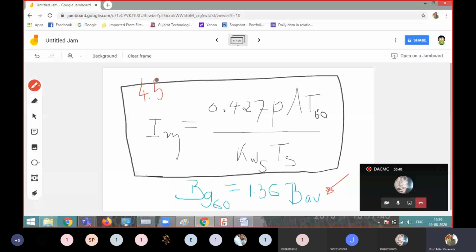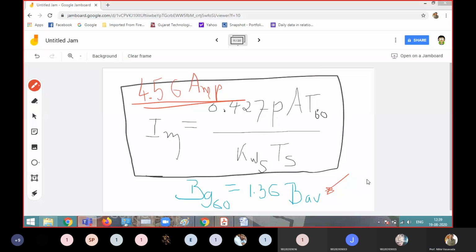I'm writing the answer here itself. Magnetizing current of this motor is 4.56 ampere. Is everyone getting the answer? Any query?